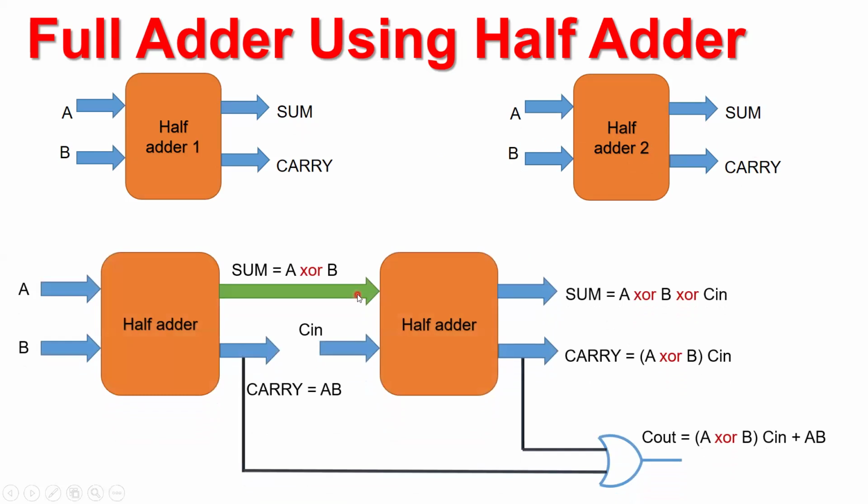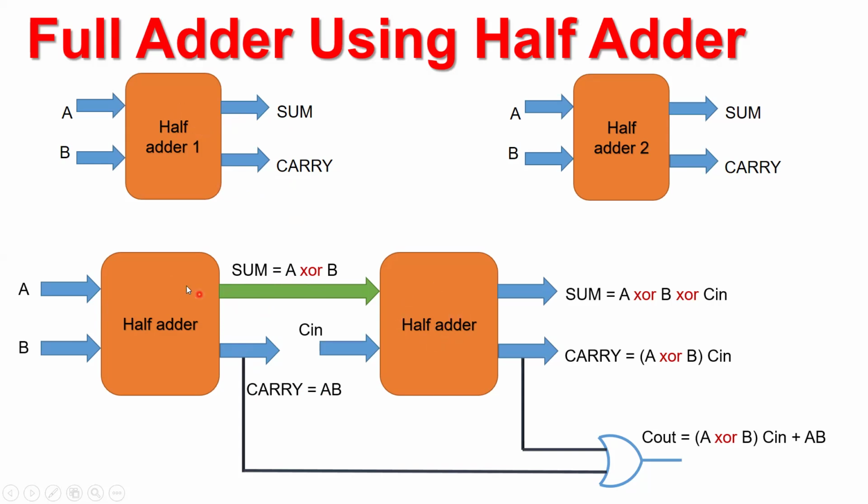So this is how we do it. You see that the first half adder has been placed here, the second half adder has been placed here, and for the first half adder, A and B are its inputs. Now its outputs are sum and carry. So sum is A XOR B. We know what sum it gives us, and its carry is A AND B. We also know that the carry of a half adder is A AND B.